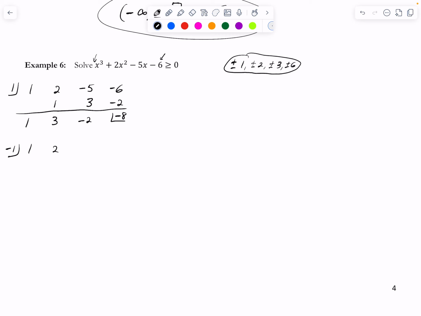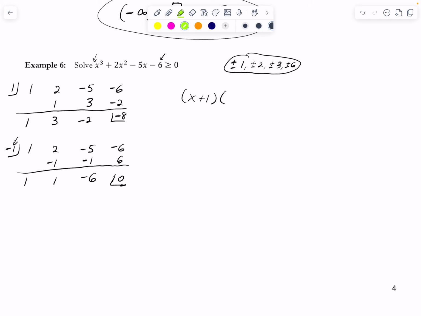All right, so let's try -1. You've got to keep going until you find 0. All right, so we have -1, that's 1, -1, this might be it. Yes, we got 0. Awesome. So this right here is one of my roots. So I'm going to write x plus 1, right? Think opposite. And then using these coefficients at the end of my work right here, I can write down what's remaining, which is going to be x squared plus x minus 6.